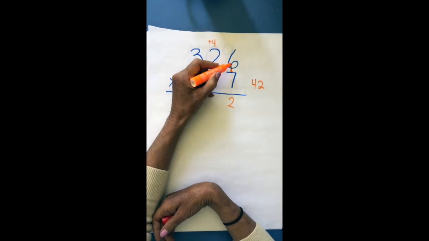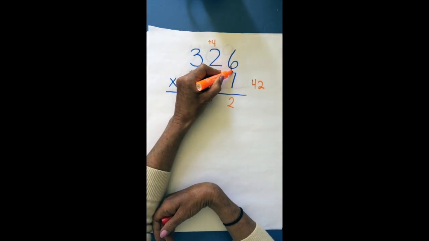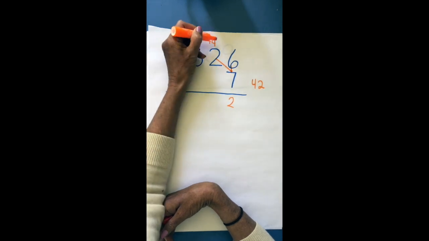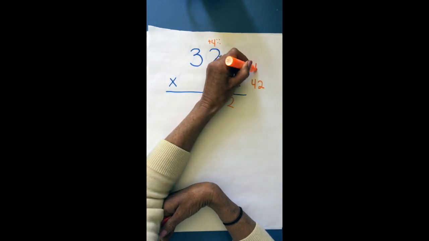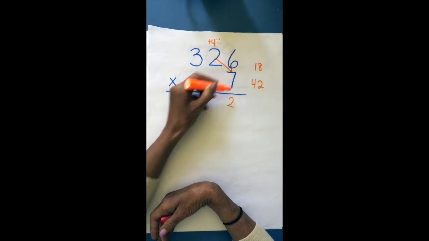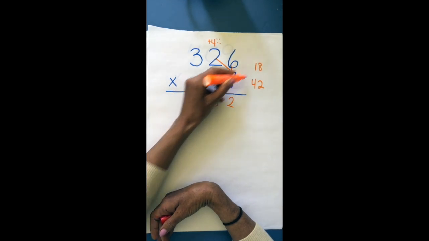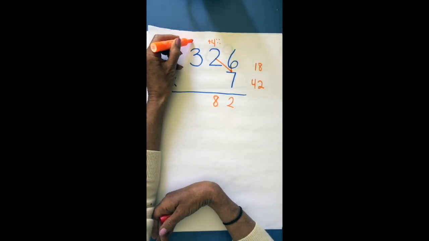Okay, so now I'm going to go to the tens house. So it's going to be 7 times 2 is 14, and then I add the 4. 15, 16, 17, 18. Now I know the ones place goes down and the tens place goes up.